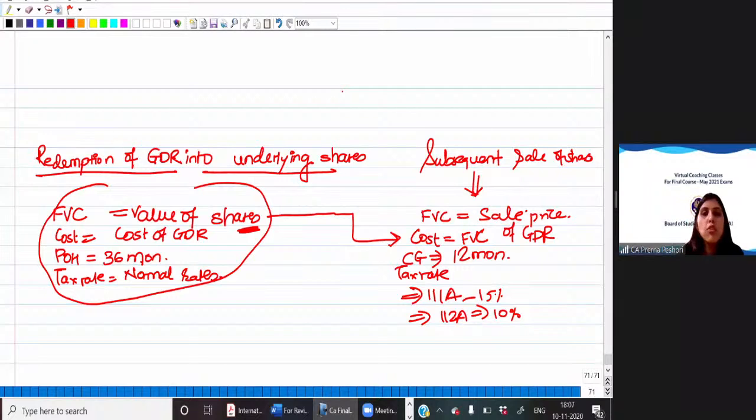Tushar, I have shared already. They would be uploaded. Yes, Tushar, GDR should be purchased in the foreign currency. Good evening, Anjali. GDR should be purchased in the foreign currency, Tushar.